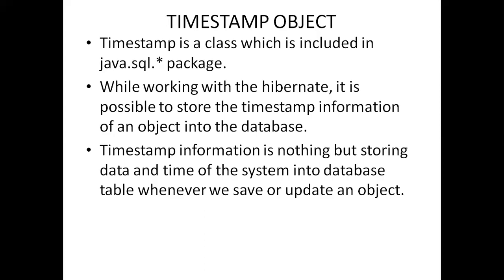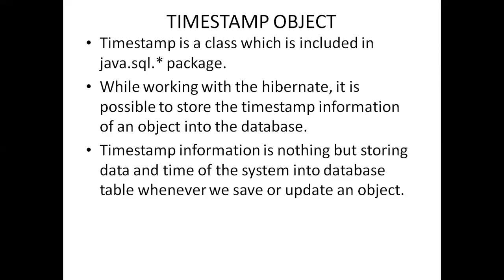In the Pojo class, create a variable of timestamp and generate setter and getter methods for it. Then in the Hibernate mapping file, configure the timestamp tag immediately after the ID tag. In the database table, we need to create an additional column of timestamp for storing the timestamp information.